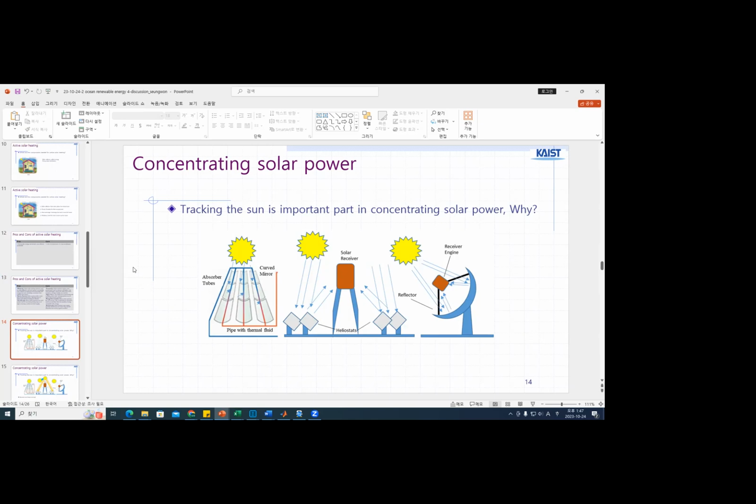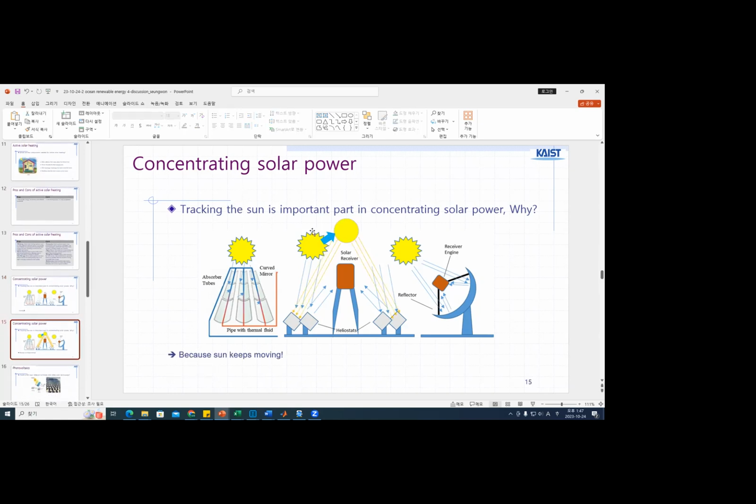It's because if you are tracking the sun, you can find more energy. If you are not tracking it, you will lose energy and not be efficient during all the day. Yes, you are right. So this is the answer.